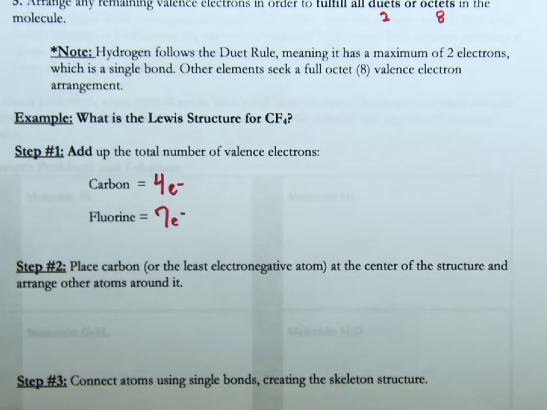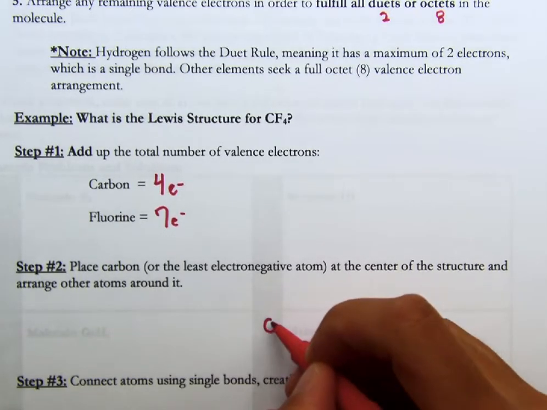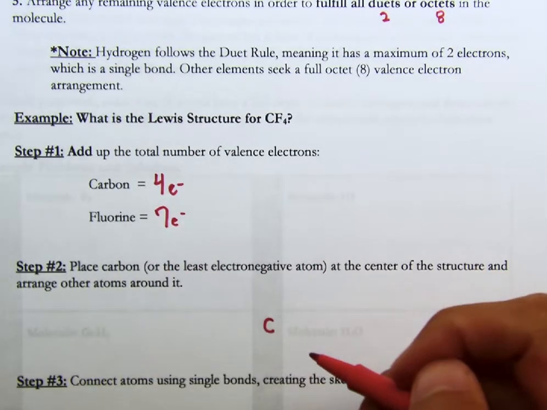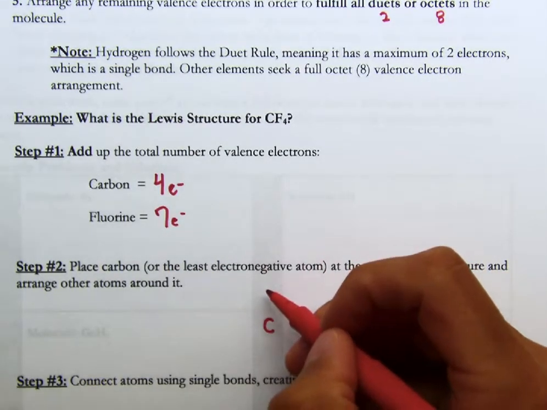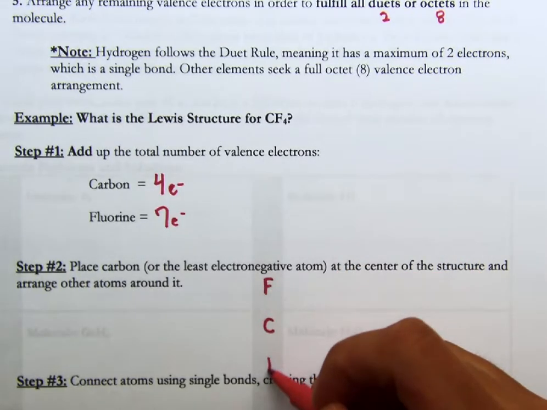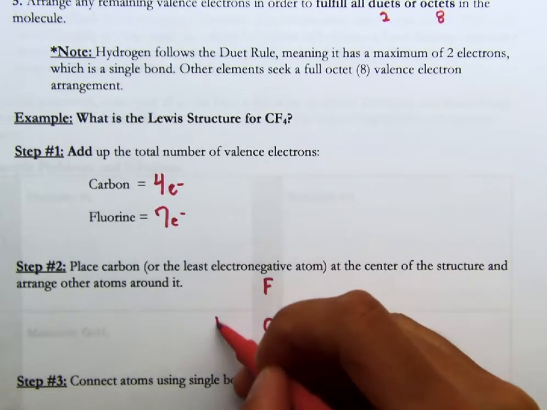It's not the total number of electrons, it's valence electrons, outermost electrons. So it says place carbon, or the least electronegative atom, at the center of the structure and arrange the other atoms around it. So we actually do have a carbon. I'm going to put a carbon here, and then I'm going to put the other elements around it. And we're going to have them get as far apart as possible. Drawing this flat on the page, I'm going to draw an F, an F, an F, and an F.